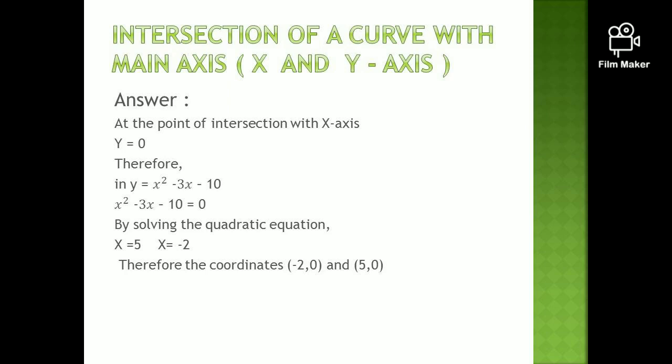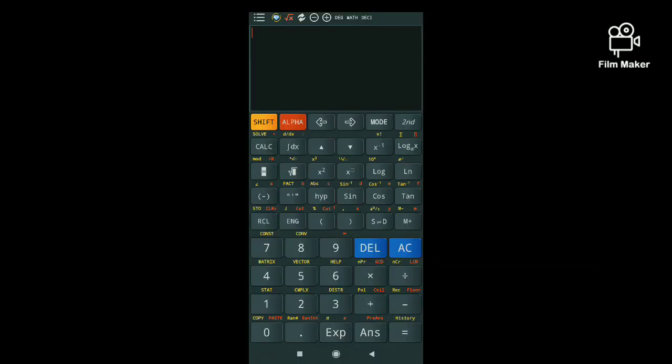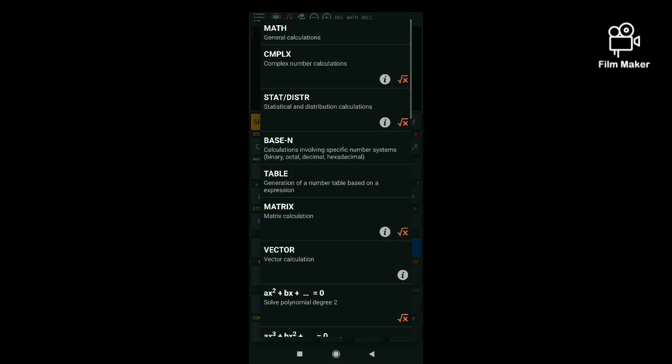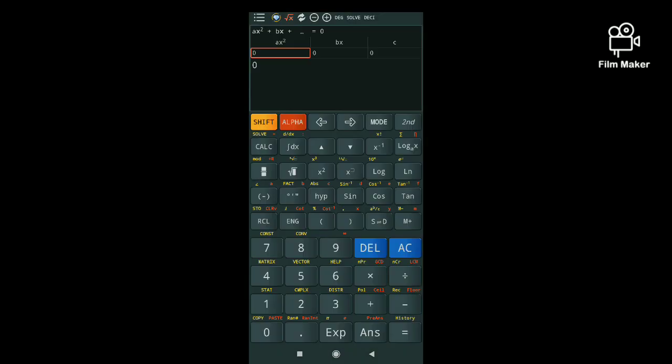If you use the calculator to find the solutions of this quadratic equation, you can go to mode in your calculator and select the quadratic format ax squared plus bx plus c equals 0. We can fill in a as 1, b as minus 3 and c as minus 10, the coefficients of the square term, linear term and the constant term. You will obtain the answers x equals minus 2 and x equals 5.